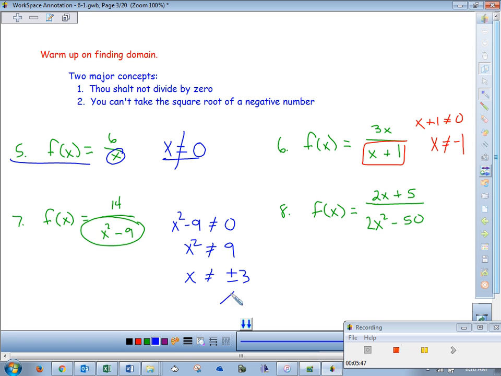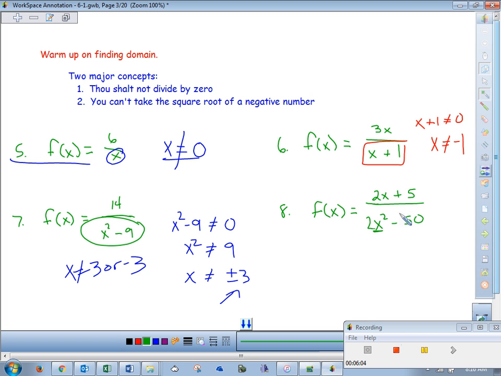There are two numbers that do not work for the domain. X cannot equal 3 or negative 3. Cool? How about this guy? Are there x's in the denominator? Yes or no? There's also some x's in the numerator.